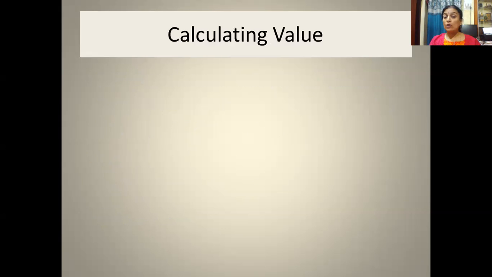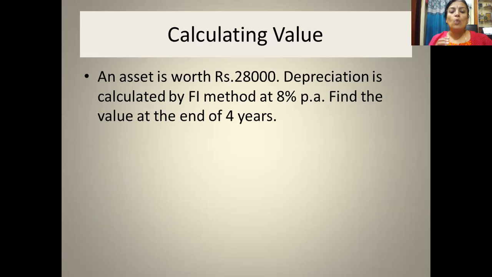And let us calculate the value in one more problem. An asset is worth rupees 28,000. Depreciation is calculated by the fixed installment method at 8%. Find the value at the end of 4 years. My dear friends, here we have to apply the formula of V. What is given in the problem? P is 28,000. 8%, that is I is equal to 0.08, 8 divided by 100 is 0.08. And 4 years, that is N is equal to 4.